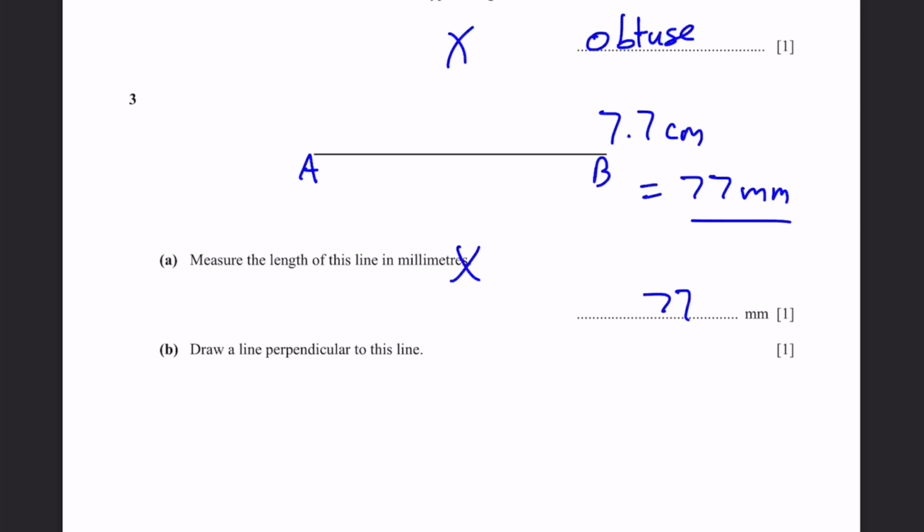Make sure the length is above half of the line segment's length. And the 2 points where the arcs intersected, just connect those 2 points, something like that. And this angle should be 90 degrees and these two should be equal. You have to make sure that there's 90 degrees because only then it's perpendicular. So this line is the perpendicular line to AB, which we've drawn, and that's the answer.